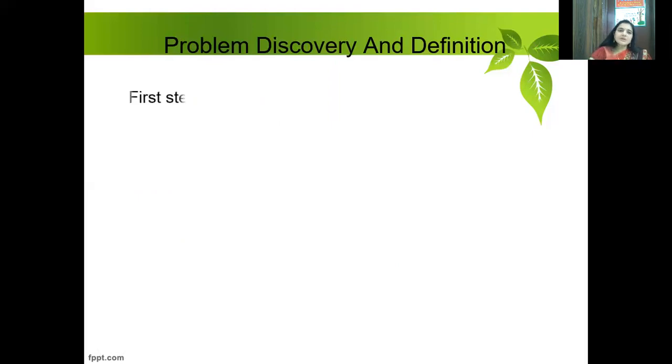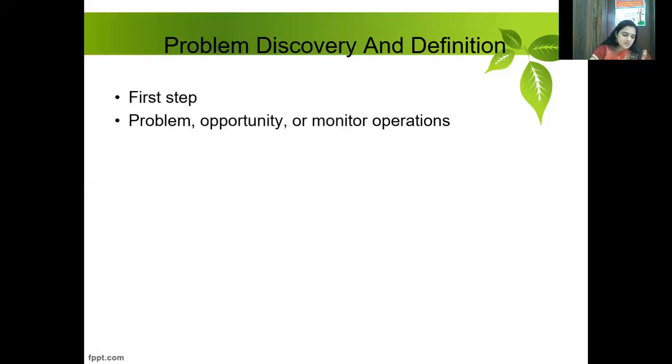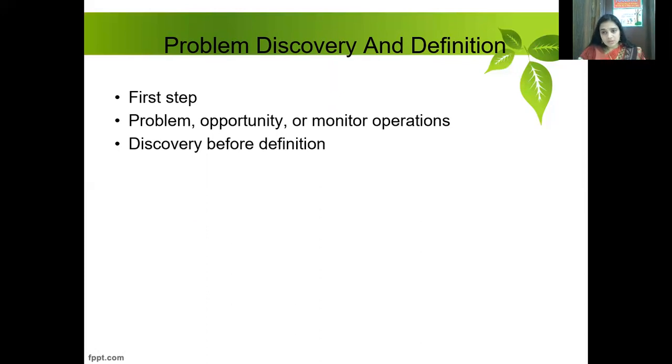From problem discovery and definition, this is actually the first step. Problem discovery means you are talking about a new opportunity, you need to monitor more operations, right? And you need to know what actually the problem is, and this is the basic and most important step for any kind of research. Discovery before definition. You need to know a few things before defining the research problem.